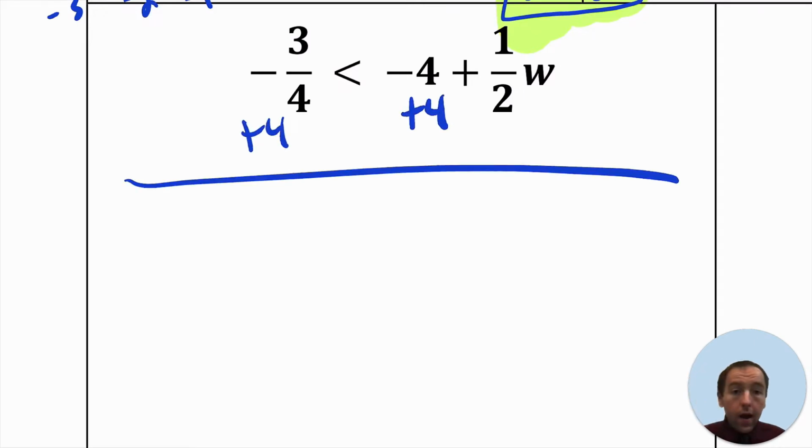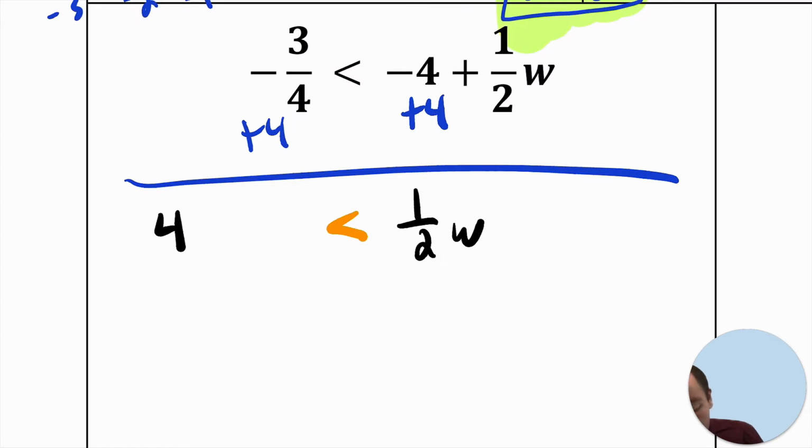When you add, you don't have to change the direction of the inequality, so it's still going to be a less than. That means on the right-hand side, you're going to get just the 1/2 w. On the left-hand side, we're going to have to figure out a way to get the 4 to add with the -3/4. So this is the same as 4 minus 3/4.